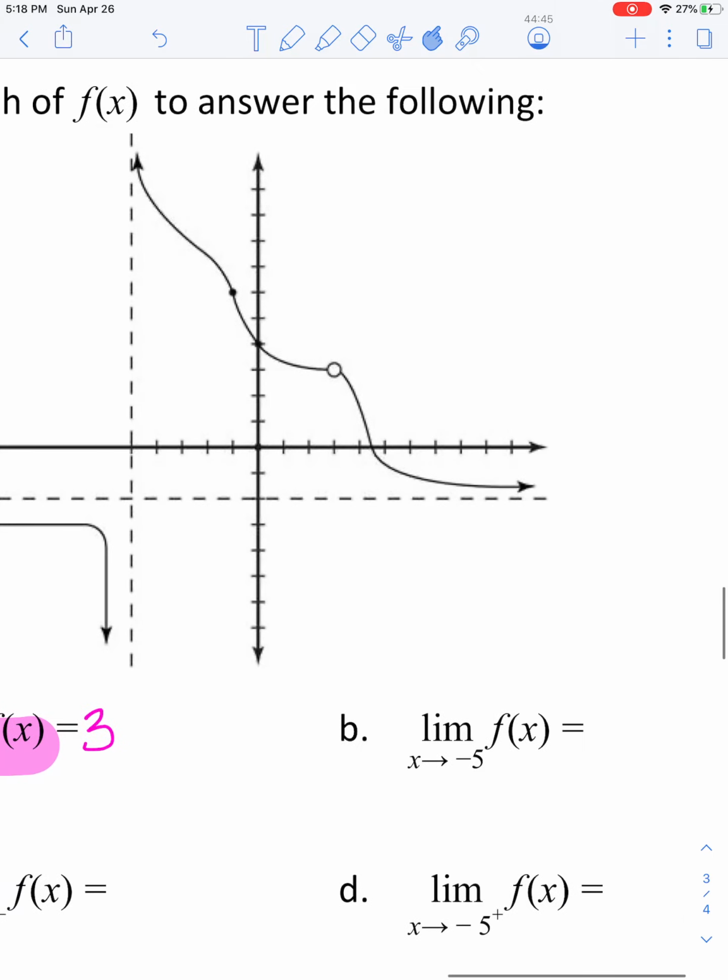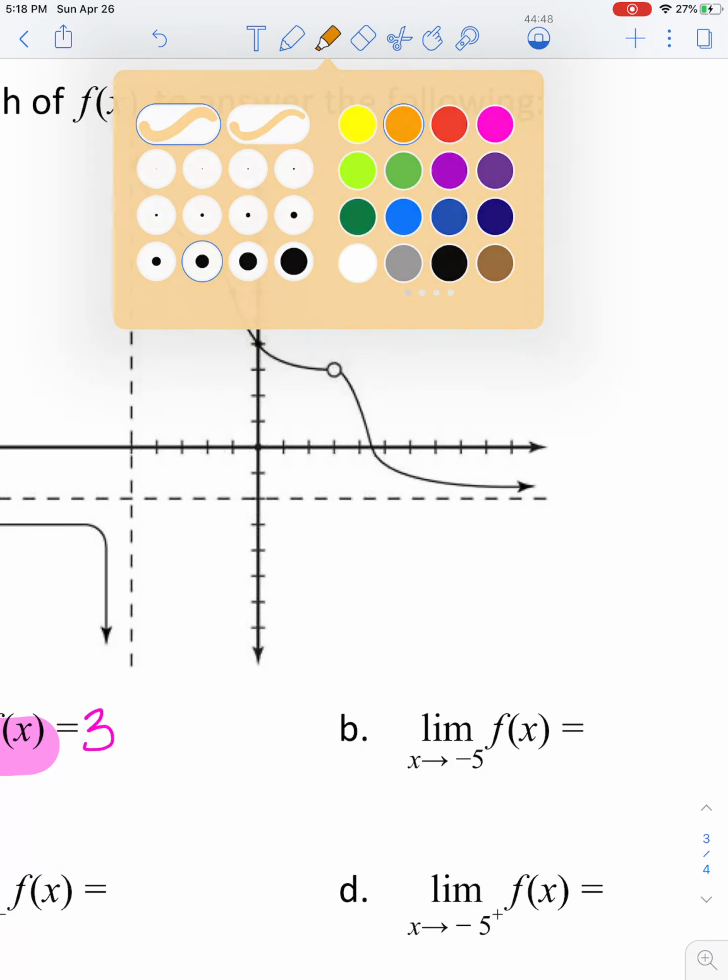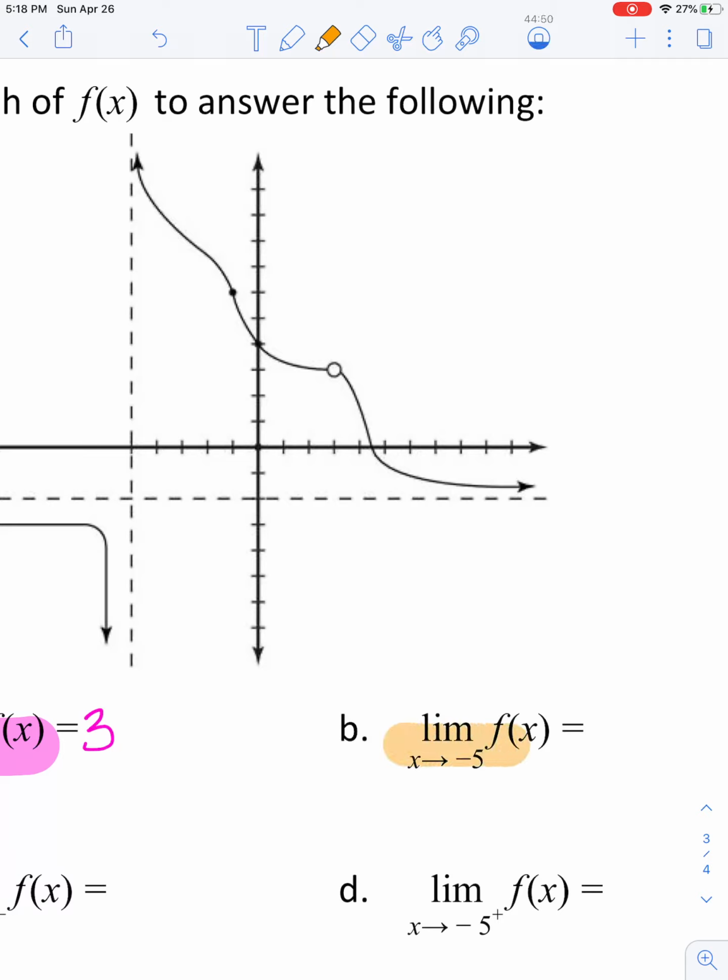All right, B, we are asked for the limit as x approaches -5 of f of x. And again, we are not asked for the left or for the right, so we need to do both. So we'll go ahead and identify where -5 is on our graph. So it looks like it's over here at our, let's see, 1, 2, 3, 4, 5. -5 is right here at our vertical asymptote. So we need to look from the left-hand side and the right-hand side along our graph to determine what the behavior of our function is.